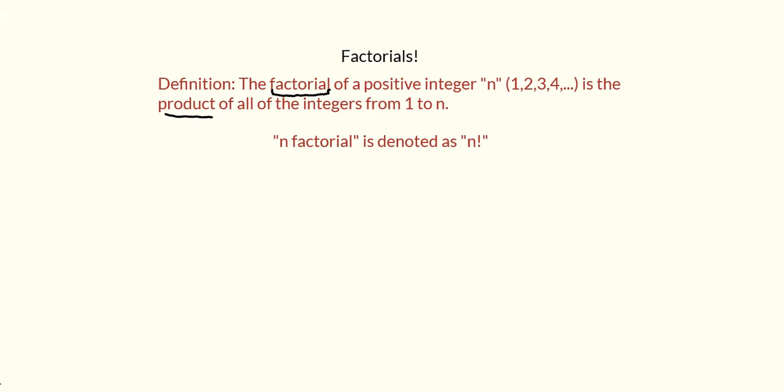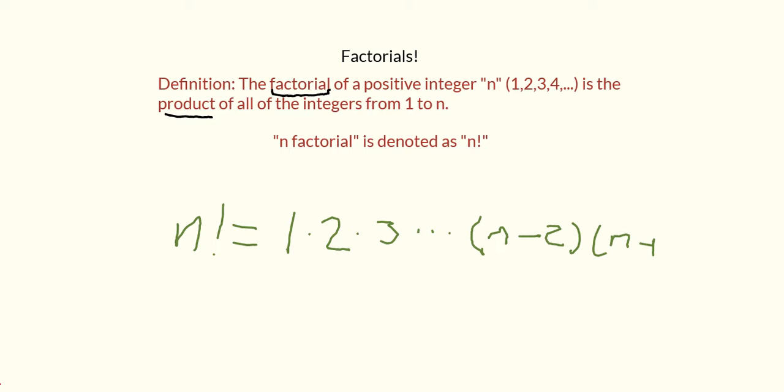So, writing out n factorial, we know that this is a product, and product means multiplication. We are multiplying all the integers from 1 to n. So that would look like 1 times 2 times 3 times all the numbers all the way up to n minus 2, n minus 1, times n. This is the product of all of the integers from 1 up to n.